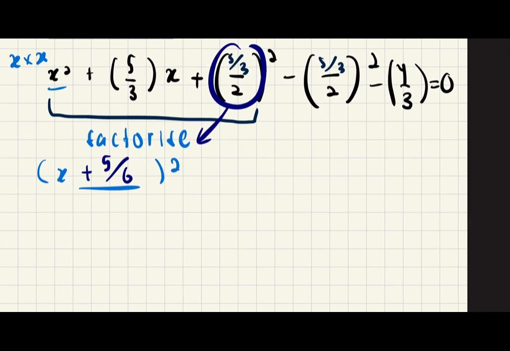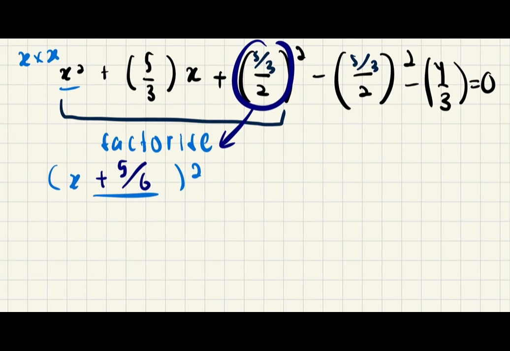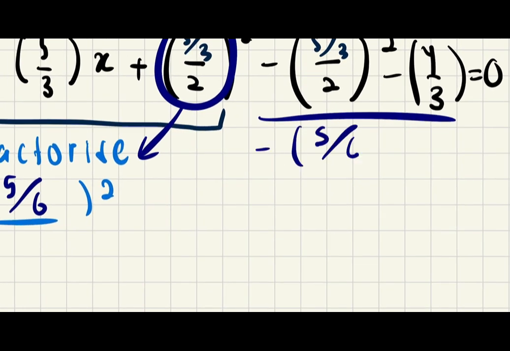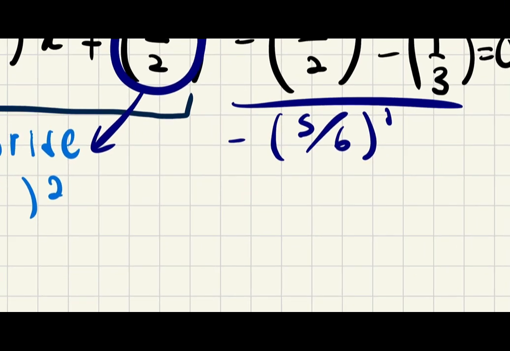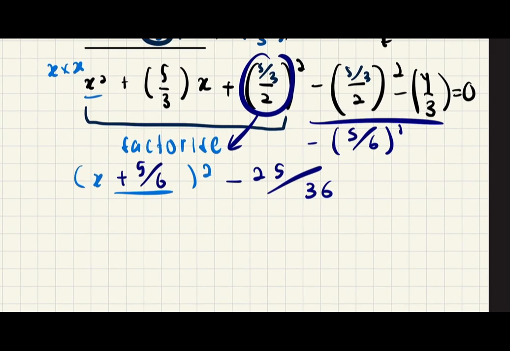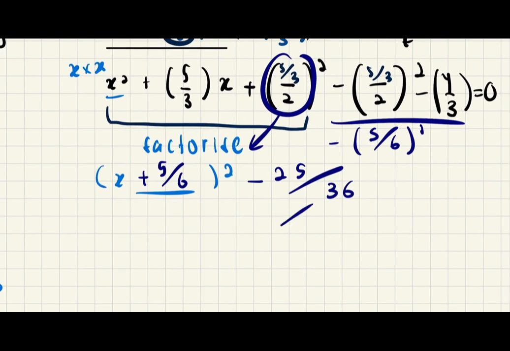Alright? And then you straight away calculate this one. 5 over 3 divided by 2. You square it. So this becomes negative 5 over 6 squared. So 5 over 6 squared is simply 25 over 36, which is negative 25 over 36. Okay, I just do it like this so that it avoids taking up space, but you obviously have to do it like this. Okay, negative 4 over 3 equals to 0.